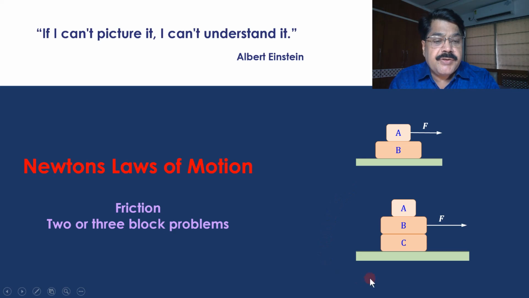Similarly, in the second situation, you can see a three block setup. Here, blocks A, B, and C are placed one above the other. In this situation, a horizontal pull is shown applied on block B, but in other situations it can be applied on block A, or on block C, or on the blocks simultaneously in the same direction or in various directions.